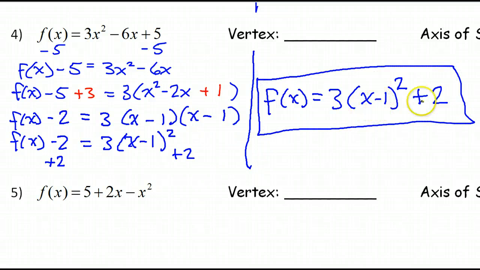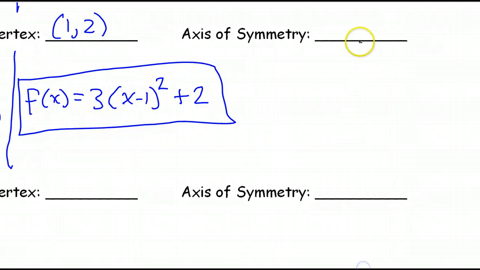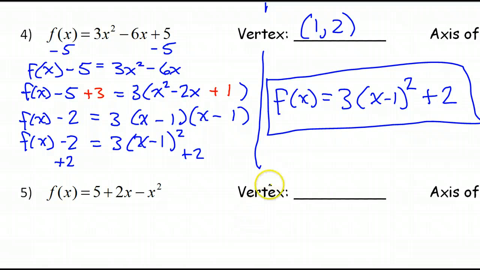All right, the vertex is easy to see. It's the opposite of this one, comma that one. So positive 1, comma 2. You must put it in parentheses. Don't get lazy and just put 1, comma 2. That means something else. The axis of symmetry will always be x equals. X equals what? It's right there. X equals 1. All right, that is it for number 4.